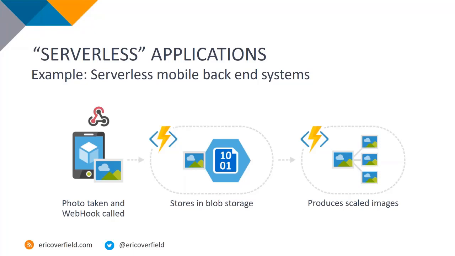Great. Go ahead and call this webhook. That webhook, through an Azure Function, that application may send that image over to the Azure Function. The Azure Function could say, okay, cool, I'm going to store this in blob storage, and I'm going to go ahead and automatically call another Azure Function, which would go and create the scaled images of this and save those for the application.